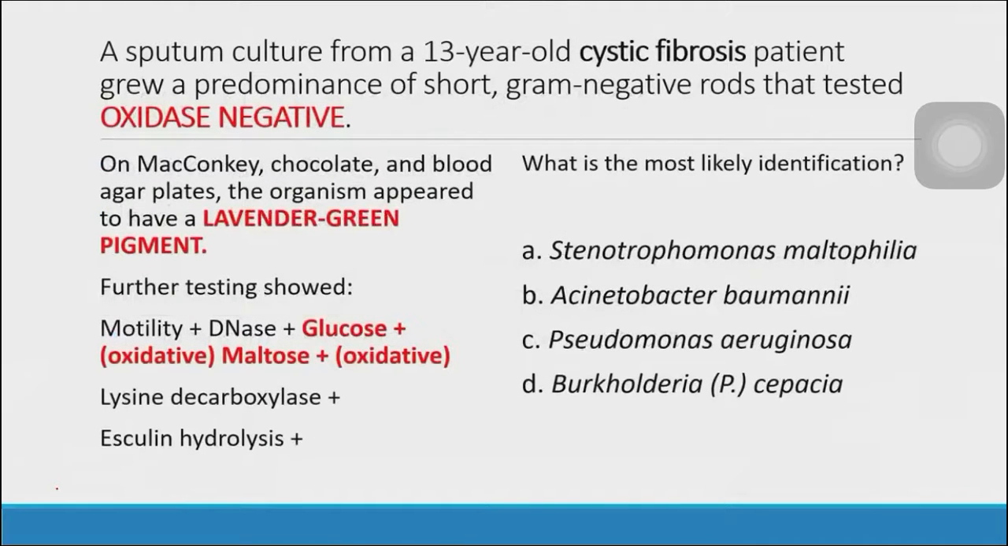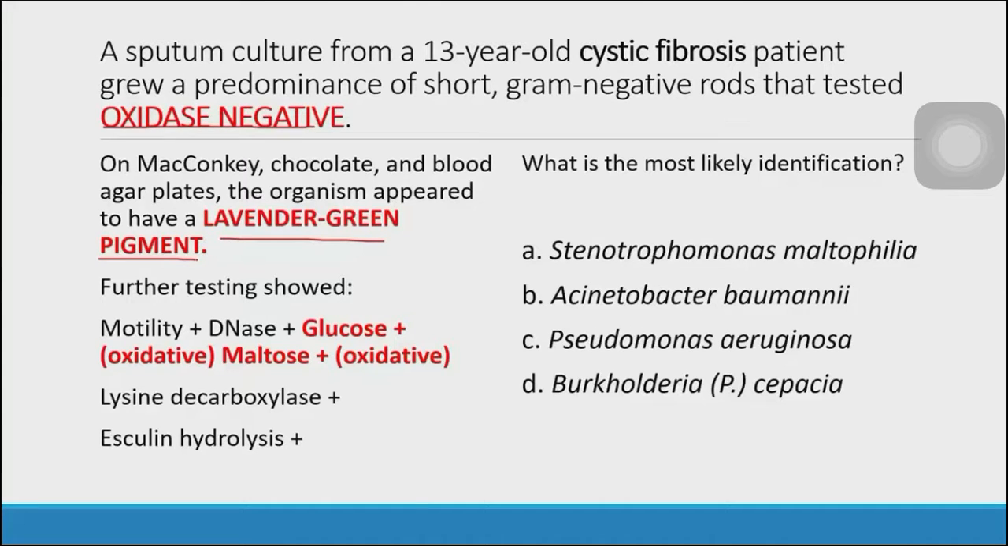Okay. Next, for this question, a sputum culture from a 13-year-old cystic fibrosis patient grew a predominance of short gram-negative rods that tested oxidase negative. So, take note, oxidase negative. On MacConkey agar, chocolate, and blood agar plates, the organism appeared to have a lavender green pigment. Further testing showed motility positive, DNase positive, glucose oxidative positive, maltose oxidative positive, lysine decarboxylase positive, and esculin hydrolysis positive. What is the most likely identification?